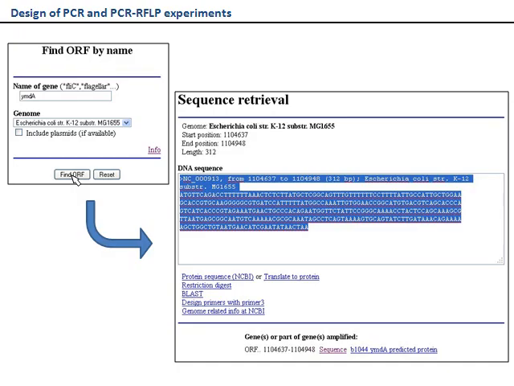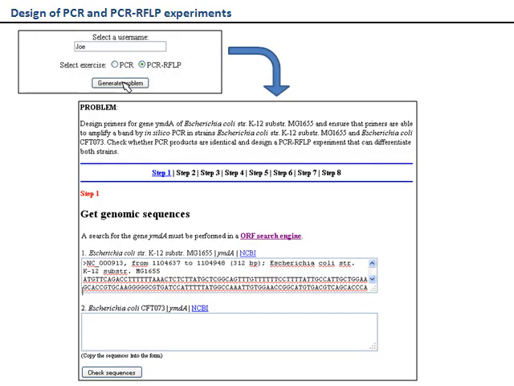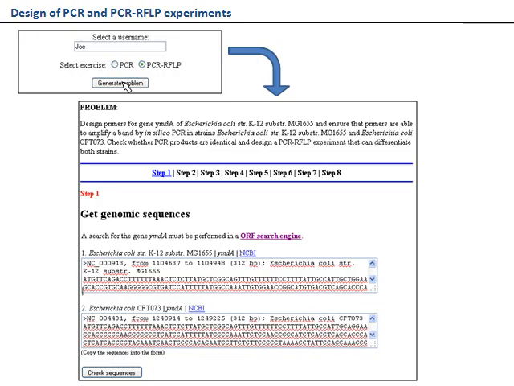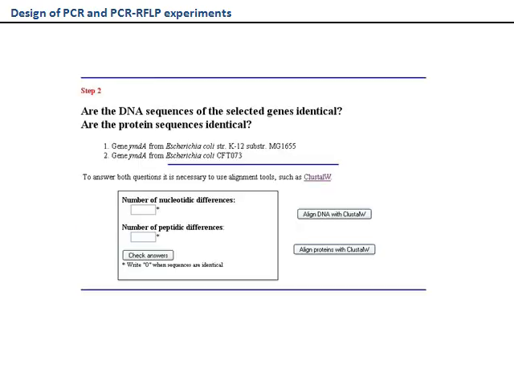To complete the first step of the exercise, the sequence of the gene must be copied, and the sequences must be pasted in the form, the one from E. coli K12 and the one from the uropathogenic strain. Then, the form is submitted to check the sequences. If the response is correct, clicking the next link will allow the user to go to Step 2.